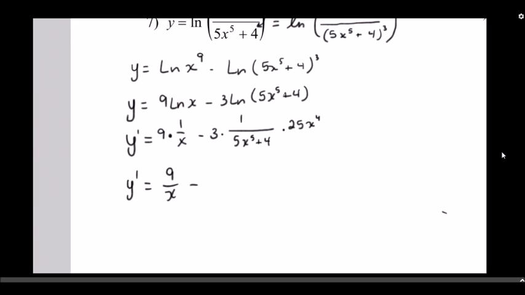So then combining a few things over here, 3 times 25, 75, x to the fourth over 5x to the fifth plus 4.